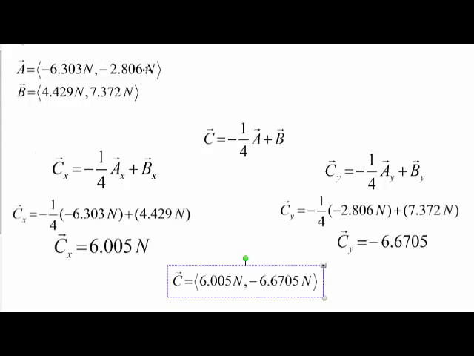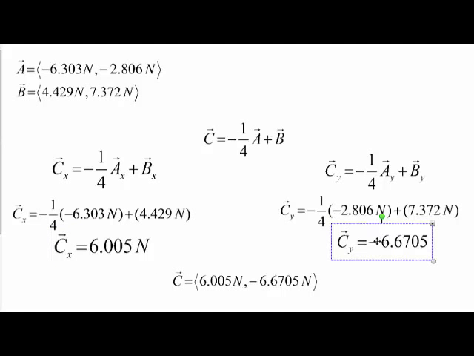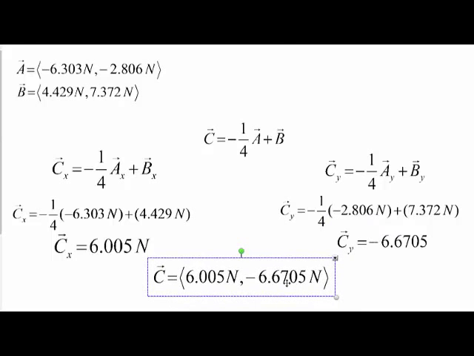Since I solved what the components of A and B are, I can just substitute in here. So when I see an A sub x, I just look at what the component A sub x is, and I plug it in there. Same thing with all the others. And then simply using your calculator to add or subtract or multiply, all that stuff, you come up with the x component of C and the y component of C. So now we can write C in component form, and that's what we have here.